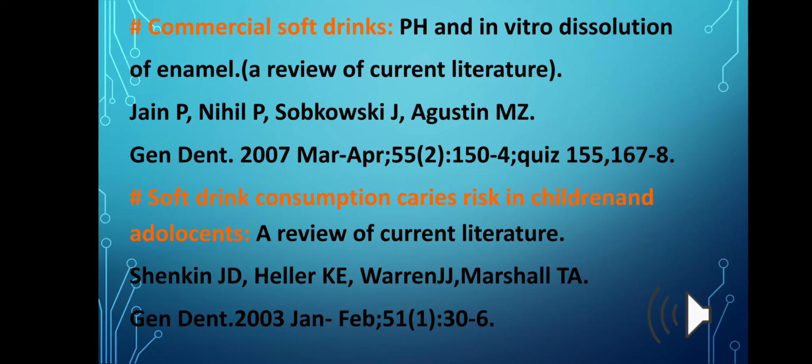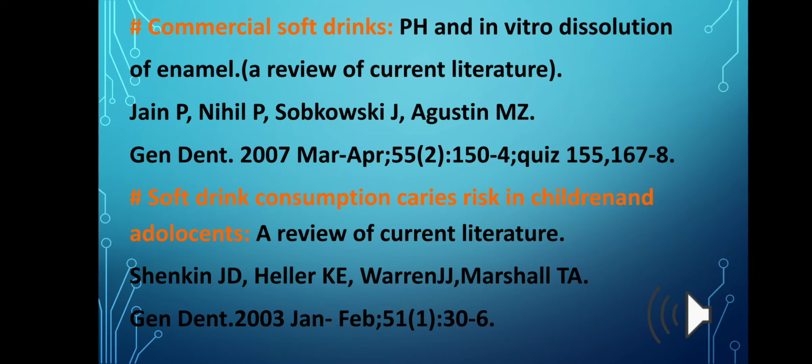Comparison of the erosive potential of cola versus non-cola drinks, as well as regular sugared and diet versions of the same brands, was undertaken. The pH was measured immediately after opening the soft drink can. Enamel slices obtained from freshly extracted teeth were immersed in the soft drinks and weighed at baseline and after 6, 24 and 48 hours of immersion.